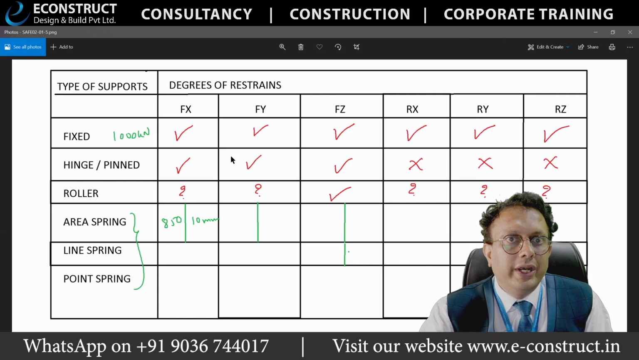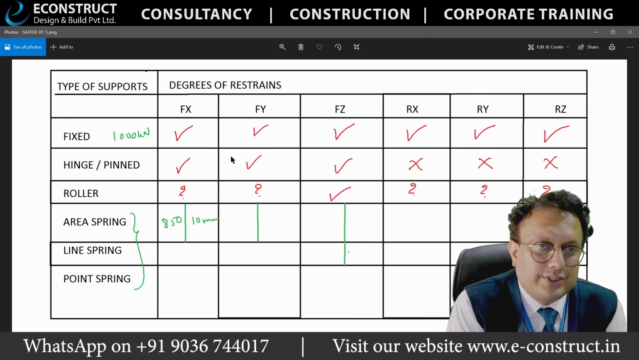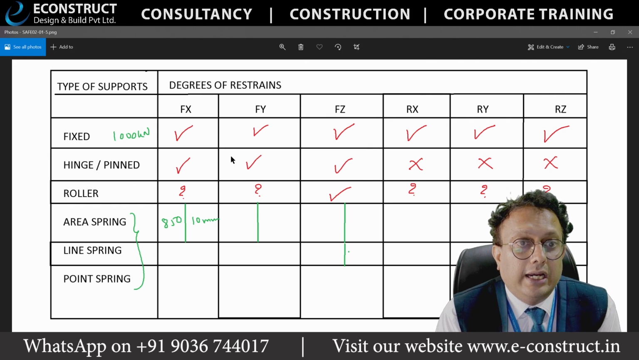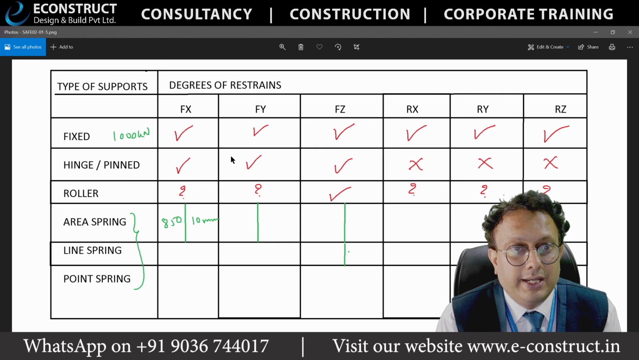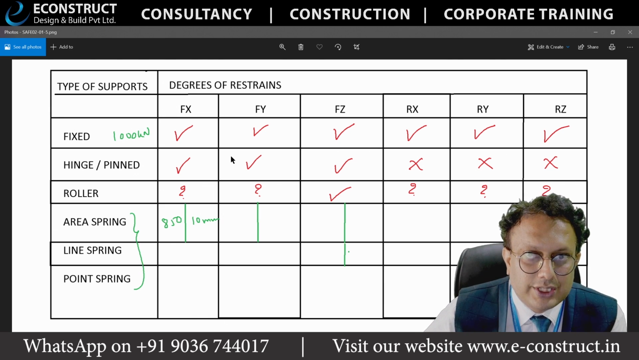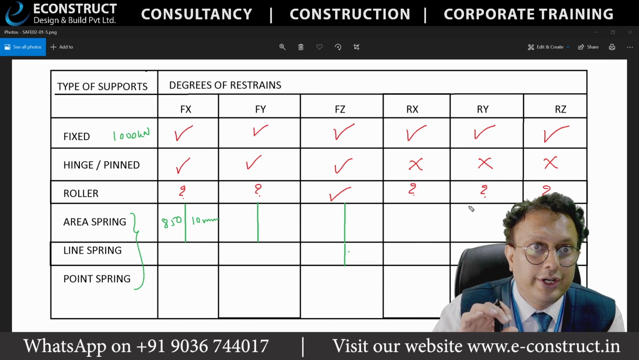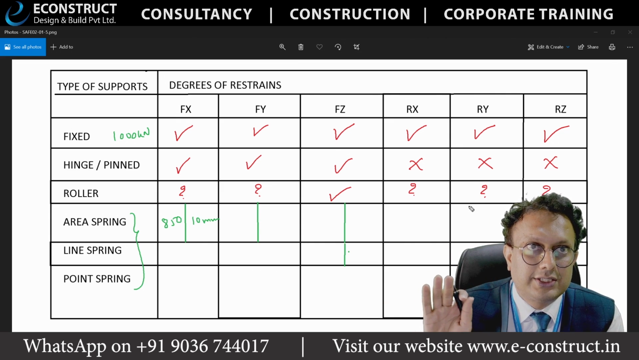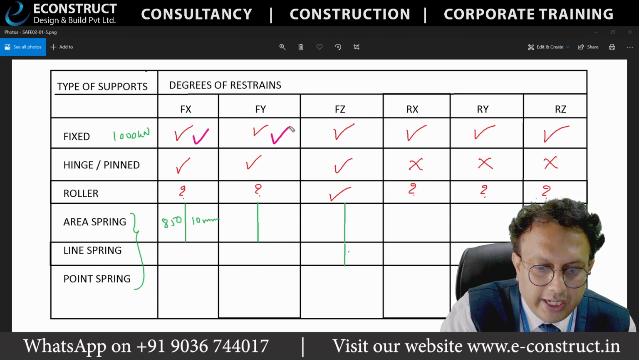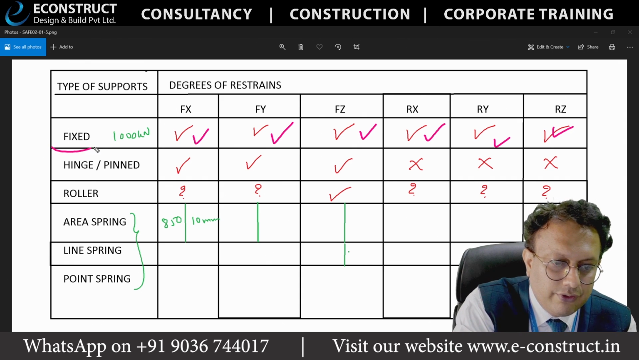Now, when it comes to the degree of restraint or constraints, how is it? There are basically fixed, hinge, roller, and there are springs, which are area springs, line springs, or point springs. Whenever it is fixed, how many degrees of freedom will be there? 0. Degree of restraint will be everything, all 6. Understood? So Fx, Fy, Fz, Rx, Ry, Rz, all the readings you will get if you are having the fixed.